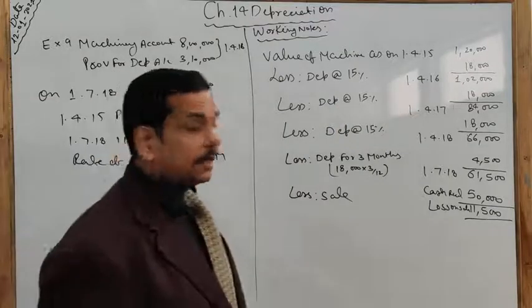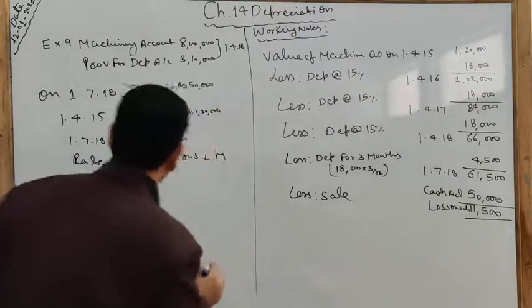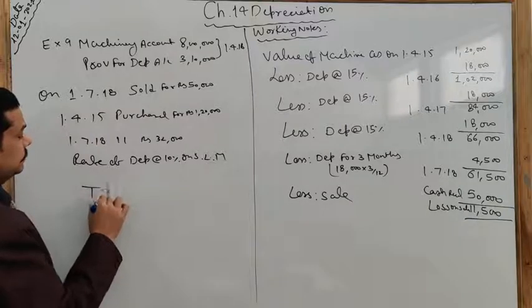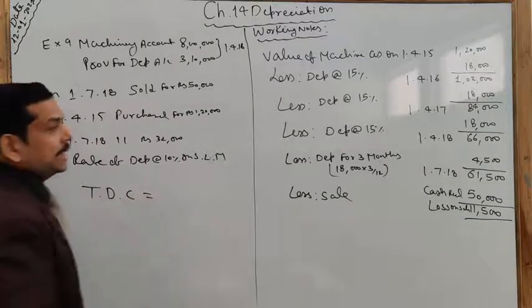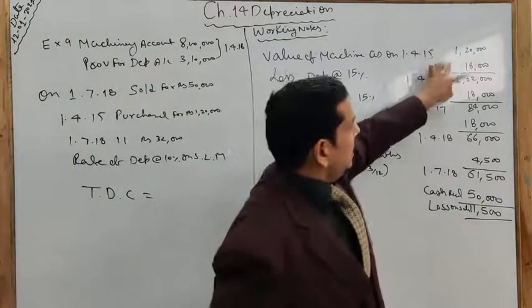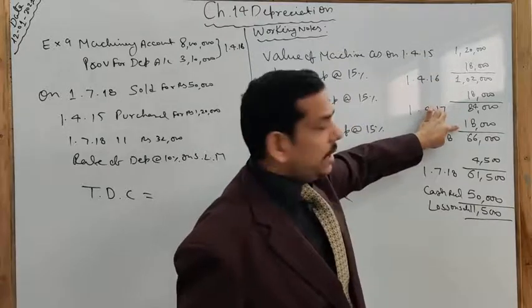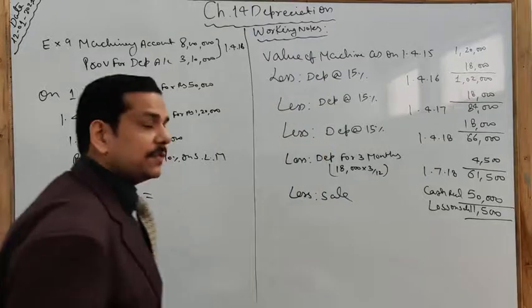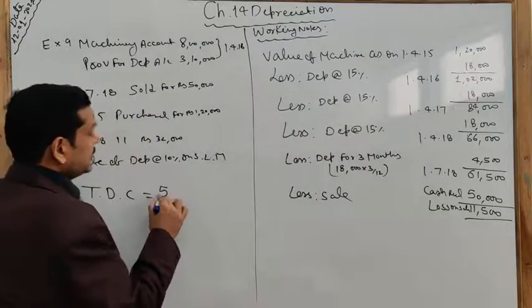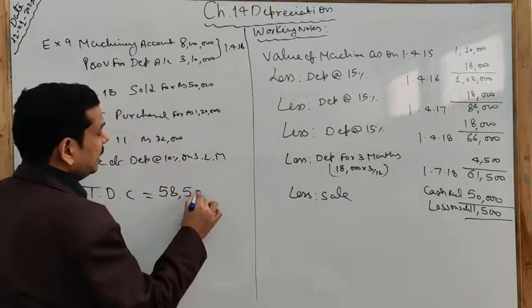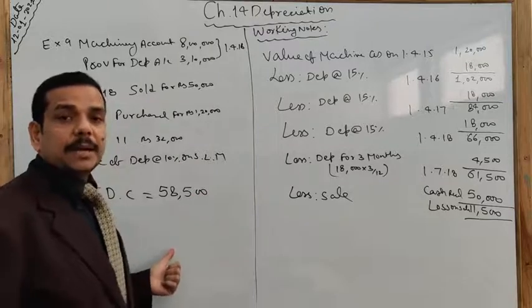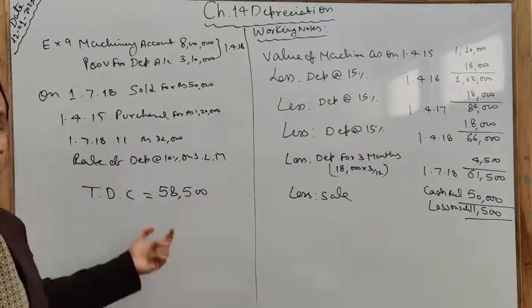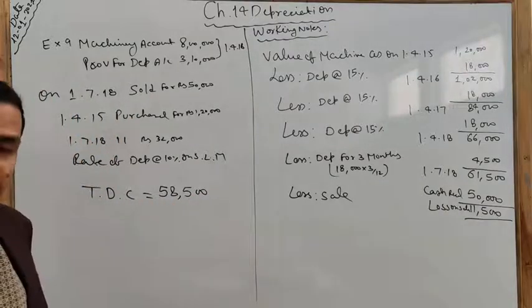Now see the TDC, total depreciation charge. Total depreciation charge: 18 into 3, 54, plus 3 months depreciation. So 54,000 plus 4,500. So total depreciation charge is 58,500. So that is your provision for depreciation. This amount you will transfer from provision for depreciation to the machinery account.